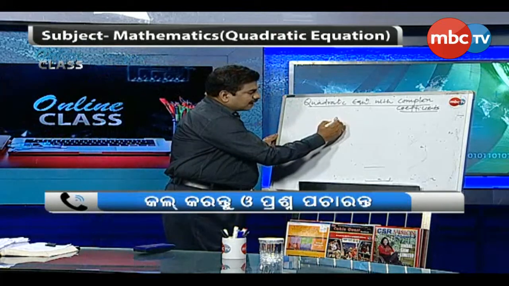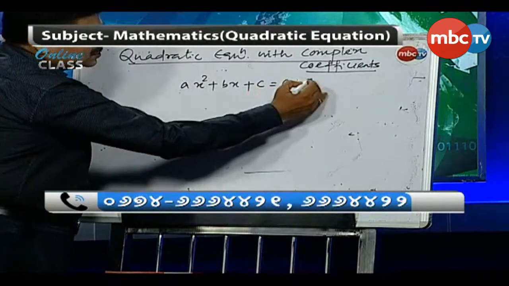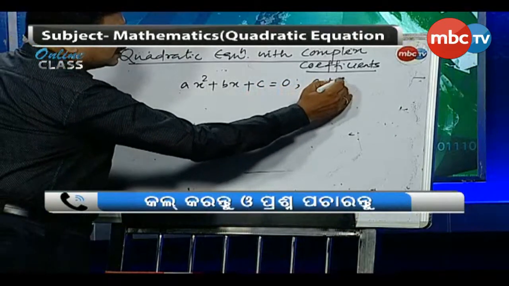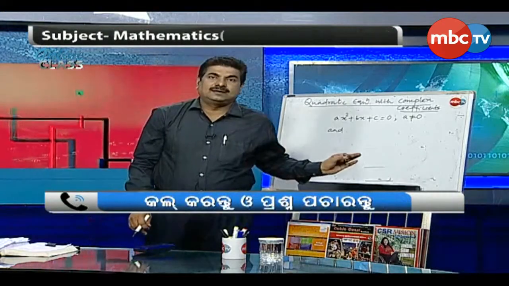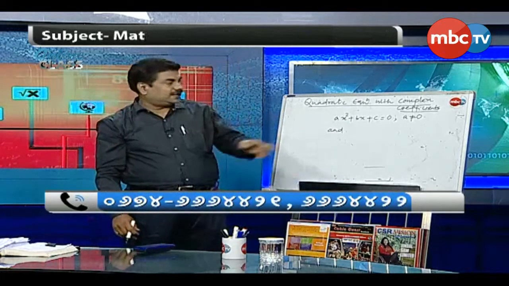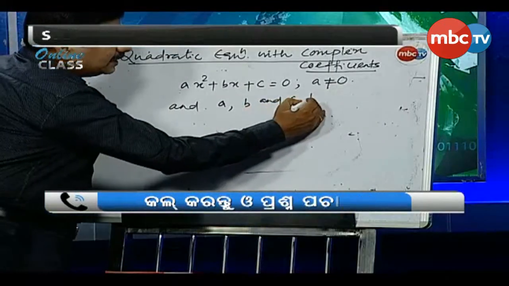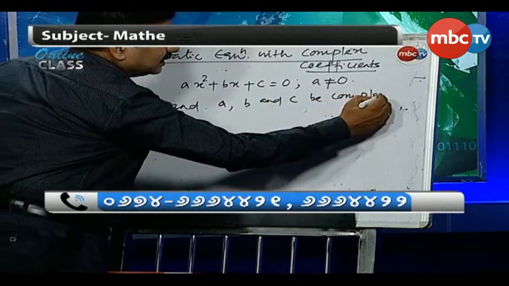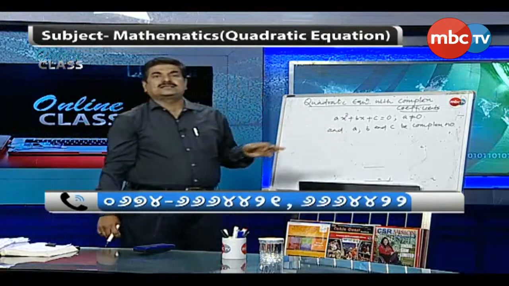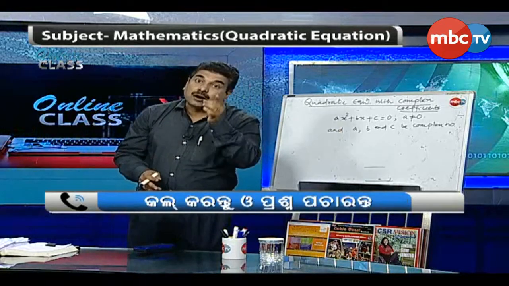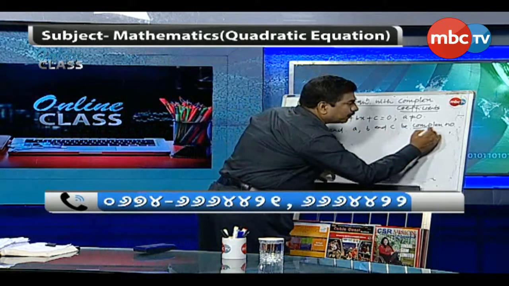We know that the quadratic equation which is in the form of ax square plus bx plus c equal to 0, and a is not equal to 0, and here you write "and". That is the important part here. A, b and c, a is not equal to 0 and a, b and c be complex numbers, dear, then this equation we call as a quadratic equation with complex coefficient. Here a, b and c be the complex numbers.